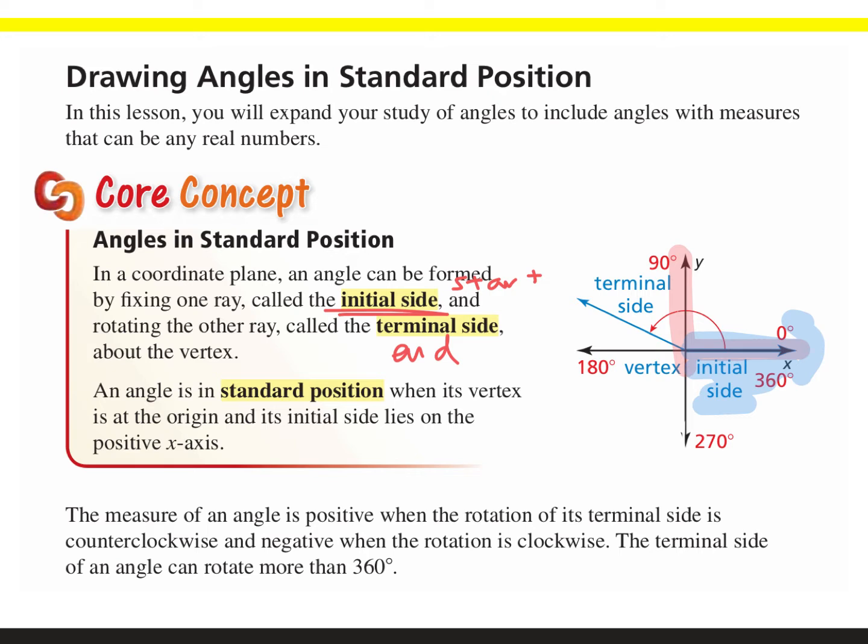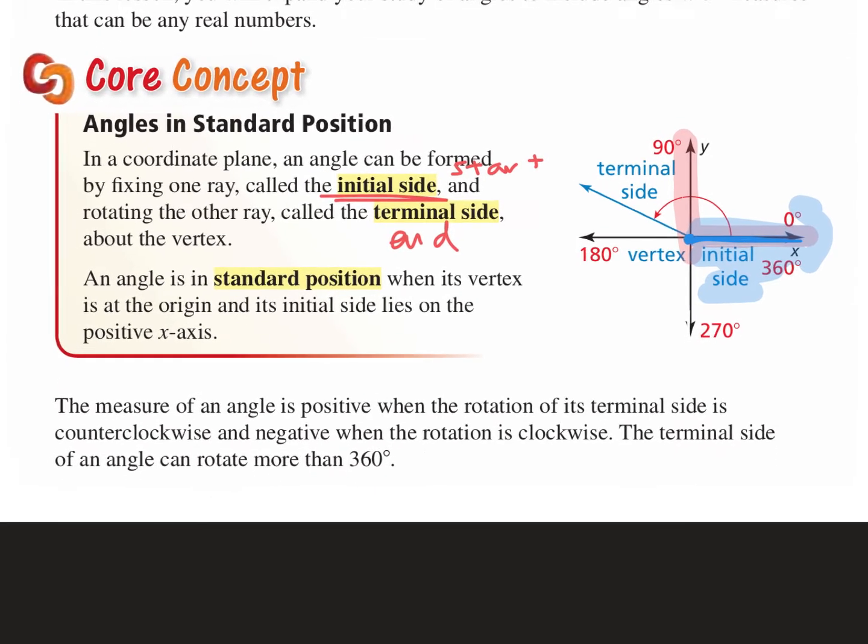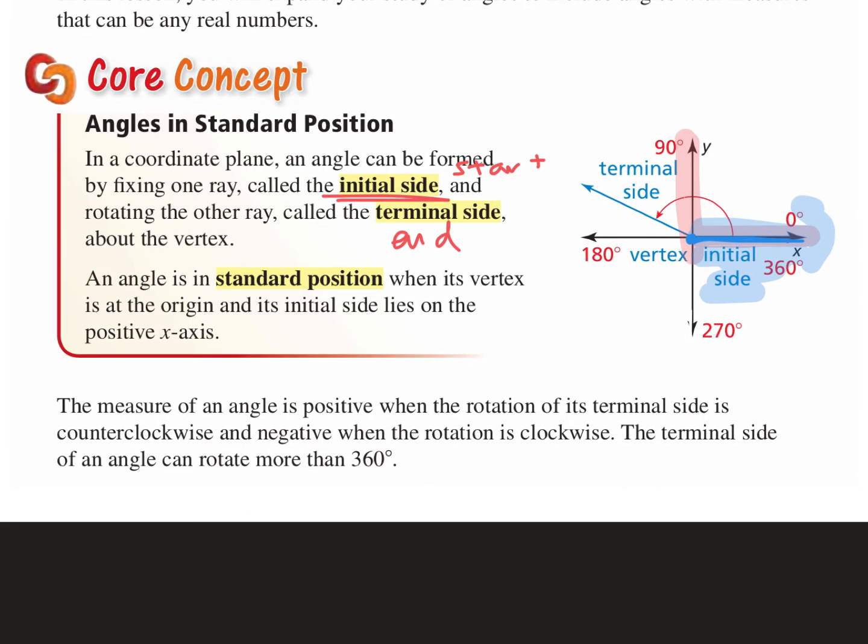An angle is in standard position when its vertex is at the origin and its initial side lies on the positive x-axis. So again, when our initial side is here and our vertex is at the origin, just meaning that angle is at the center of our coordinate plane, that's standard position. The measure of an angle is positive when the rotation of the terminal side is counterclockwise. So if we go from our initial side up, this is positive. If we go from our initial side down, this would be a negative degree.